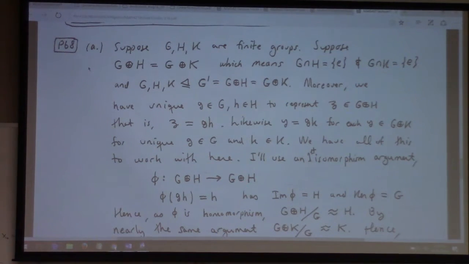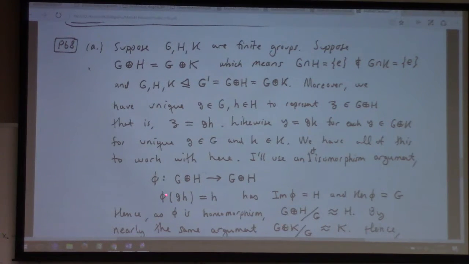All right, so here's the argument I'm going to use. Phi goes from here to here. I'm going to define it by phi of GH equals H. Now, this has the image just being H. You can easily see that any H is obtained. So it's onto H, and it's all that it's onto, right? You can't get G from here. So it's pretty easy to see that the image is H. The kernel: if you set this equal to the identity, that forces this to just be in G, so the kernel of phi is equal to G. It's also clear that this is a homomorphism, you can work it out. And so GH mod the kernel G is isomorphic to H.